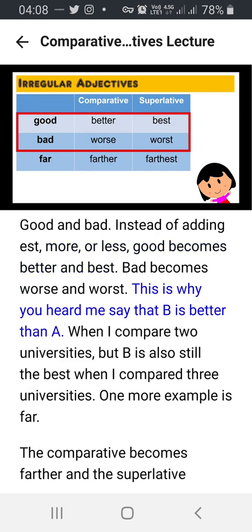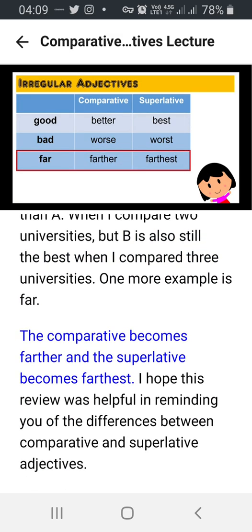This is why you heard me say that B is better than A when I compared 2 universities, but B is also still the best when I compared 3 universities. One more example is far. The comparative becomes farther, and the superlative becomes farthest.